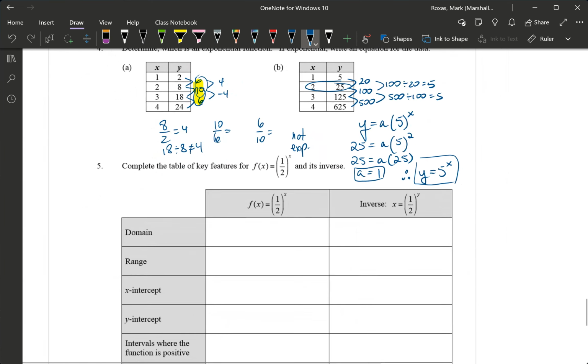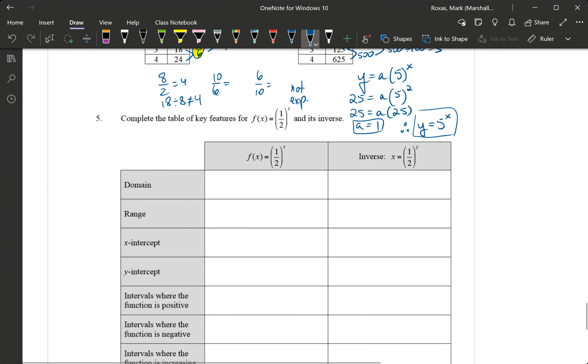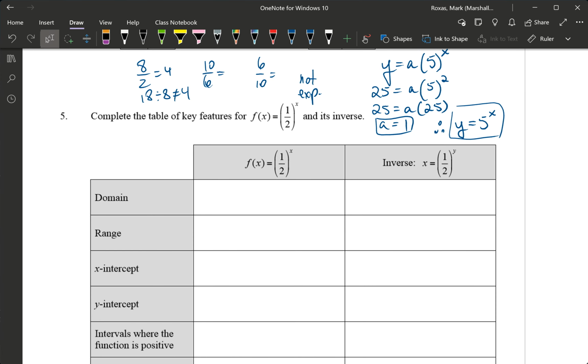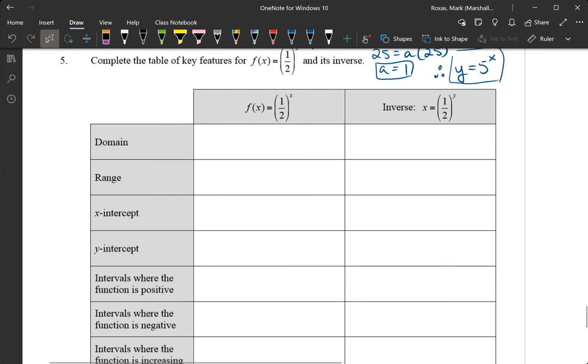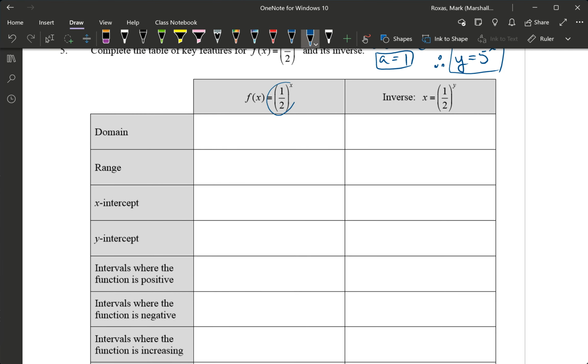Okay. And then on to our last example. Complete the table of values, or table for the key features, of the following function, f of x equals (1/2) to the power of x, and its inverse. Okay. So we have a decreasing exponential function, or a decaying exponential function. The domain of this function is every real number.